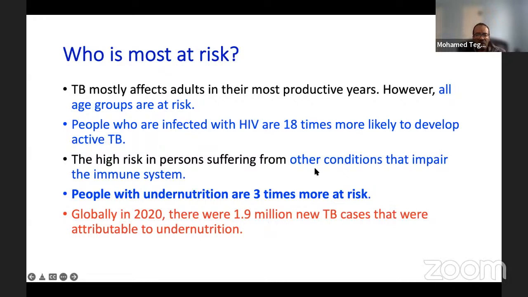High-risk persons are those suffering from other conditions that impair their immune system, and that by itself can be another problem that affects the ability of the body to fight latent TB, especially. People with undernutrition are 3 times more likely to develop TB, and unfortunately, by the year 2020, there were 1.9 million new TB cases attributable to undernutrition.